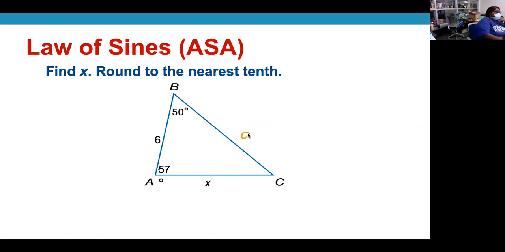Then this is side A. If this is angle B, then this is side B. If this is C, then this is side C, right? So they want us to find X, which is down here at B, and we can use X, that's fine.